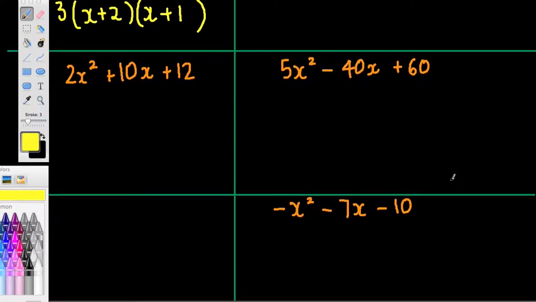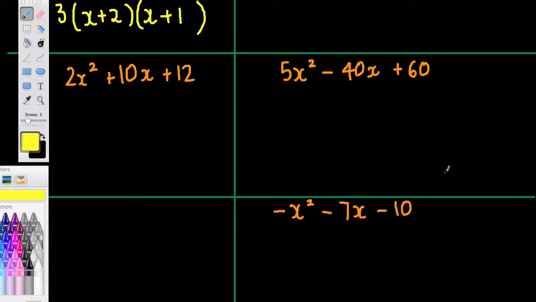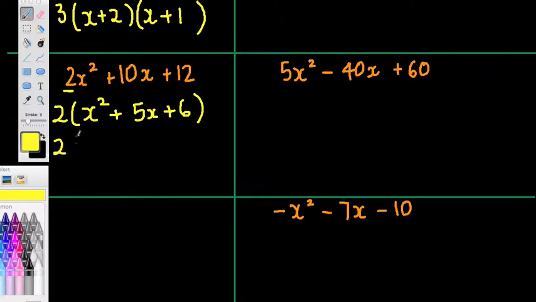Last two. Oh, 3, sorry. There's one hiding. All right, so let's check this number here. It's a 2. 2 goes into 10 and it goes into 12 as well. So let's take it out so that our number in the front of the x squared now is a 1. Okay, don't forget your 2.